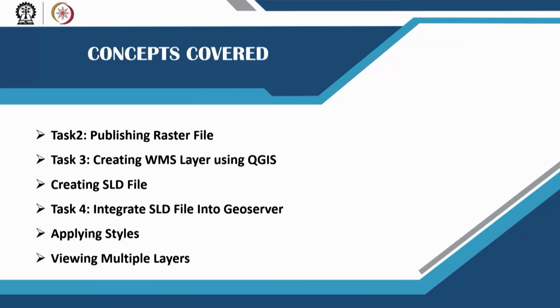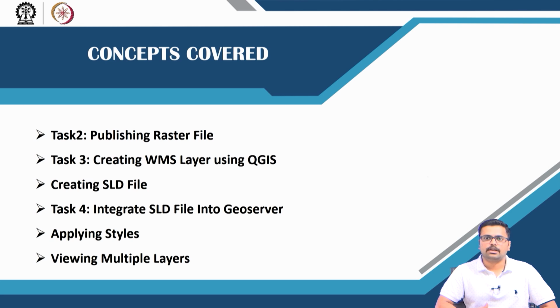In this particular module, we are going to see how we can use GIS as a software, and this particular hands-on will take us to the Geoserver and its application, how to add a raster into Geoserver and integration of SLD in Geoserver. So, today we are going to see the task 2, which is publication or publishing raster file, task 3 creating WMS layer using QGIS, creating SLD file and how to integrate this SLD file into Geoserver, applying various different styles and finally viewing multiple layers in Geoserver.